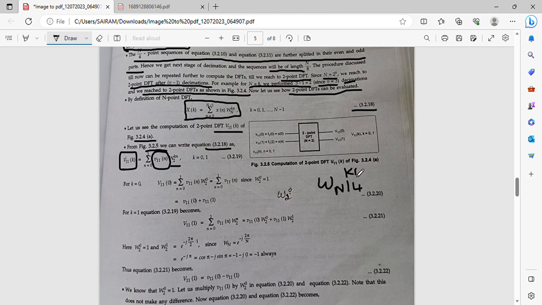Okay, and then coming on to the next one. For k is equal to 0, V11 of 0 is equal to the sum from n is equal to 0 to 1 of V11 of n into omega 2 to the power of 0.